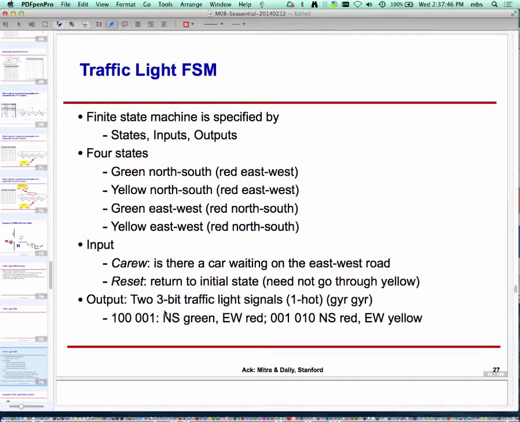So let's see. Let me just make sure. Yeah. So the second one is east-west. The first one is north-south, and then it's green, yellow, red.